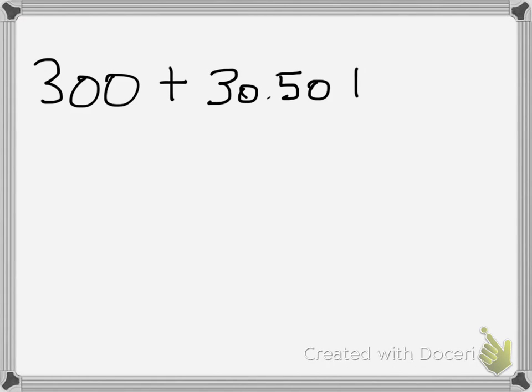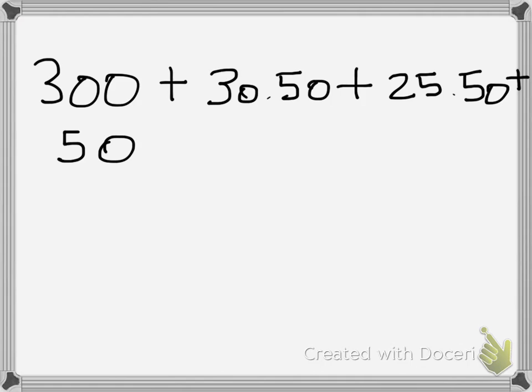This relates to the word problem question with Raphael. So the first thing we need to figure out is the total cost. So we need to write down everything that he bought. $300 for the couch, plus lamps for $30.50, plus a rug for $25.50, plus a table for $50. Now, to find the total cost, we need to add this together.